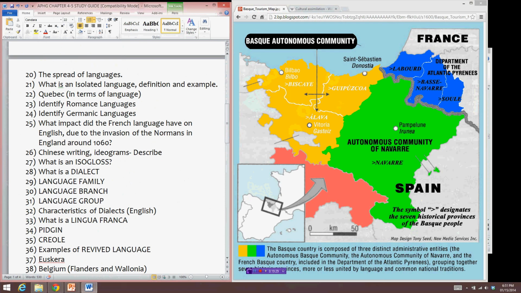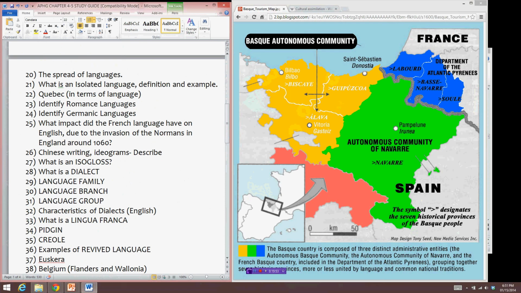Identify Romance languages. We spent a lot of time looking at some maps already. I wanted you to be able to tell me what some of the Romance languages are. If I give you a list, be able to pick them out. Please know that English is a Germanic language, number 24. It's not a Romance language, even though the English language was very much heavily influenced by the French during the time that the Normans invaded England.